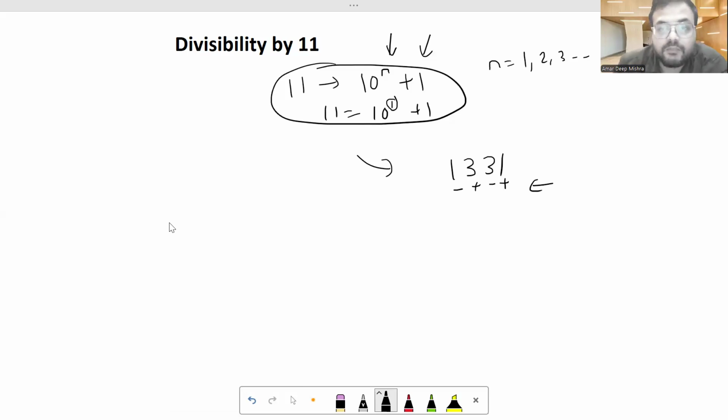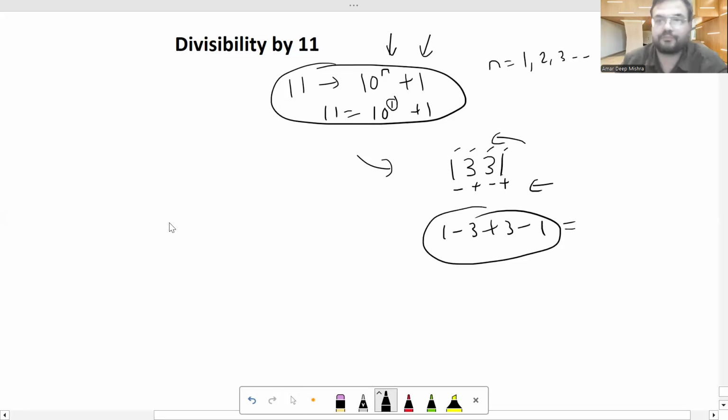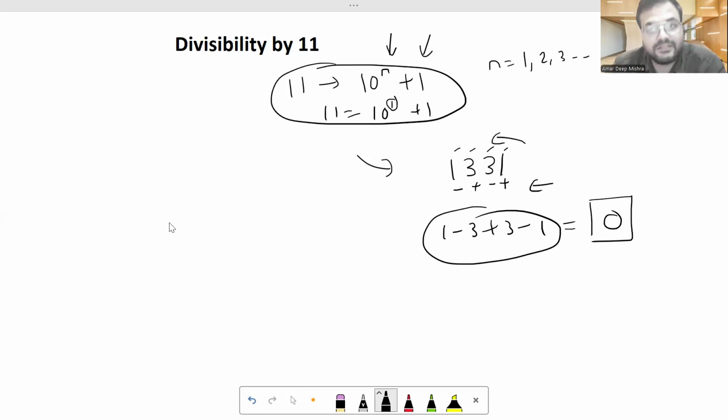So this means if I find out 1 minus 3 plus 3 minus 1, like I'm moving like this, if you see, this value is coming out to be 0. So if it is coming out to be 0, obviously this number is divisible by 11. This value should be coming out to be either 0 or a multiple of 11. In both of these cases, I would say that the number is divisible by 11. I hope this point is clear.